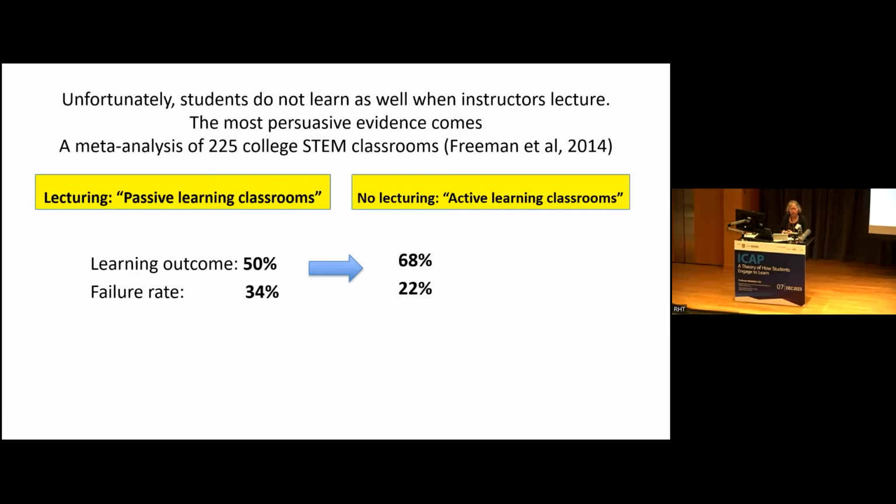Now, this failure rate is really important because what I'm told is that when a student fails their first science course, they almost never go back and take another science course. So basically, they're no longer STEM majors. So that's a pretty serious problem at the college level.